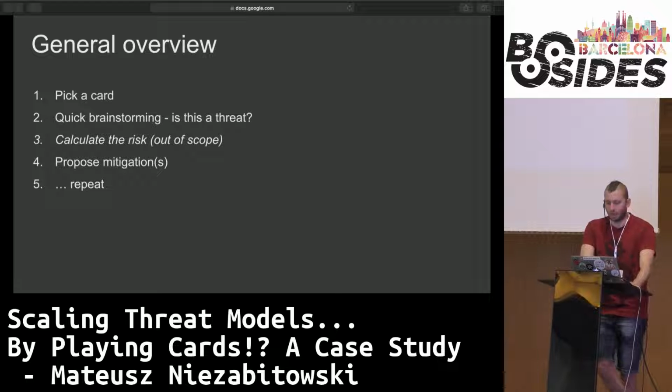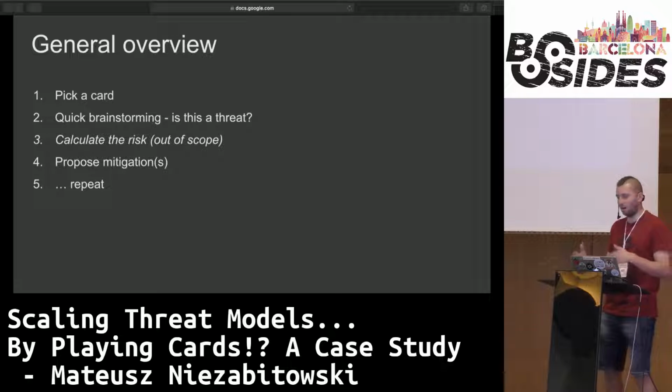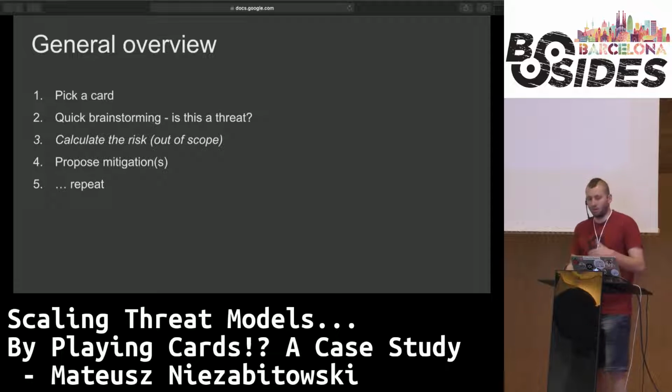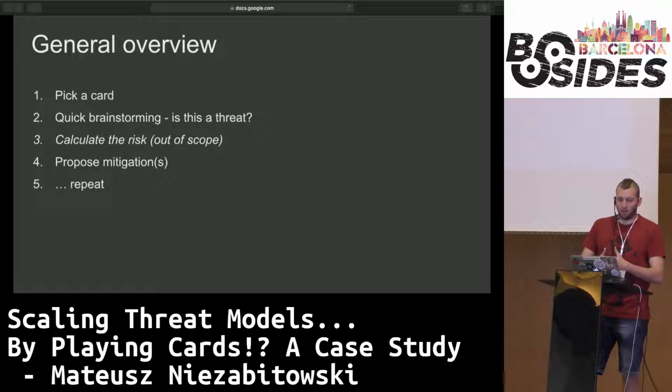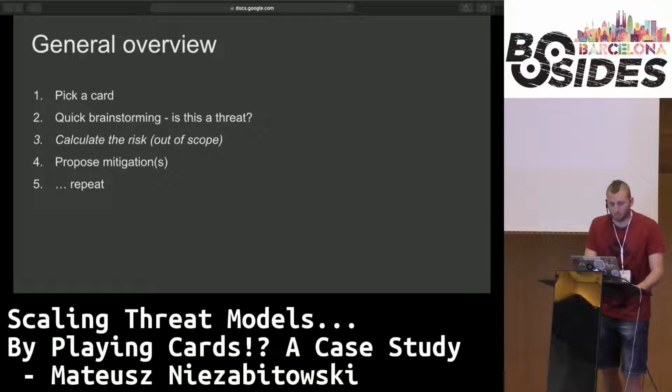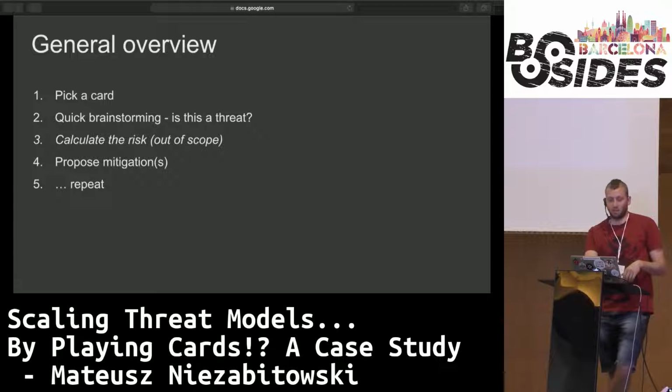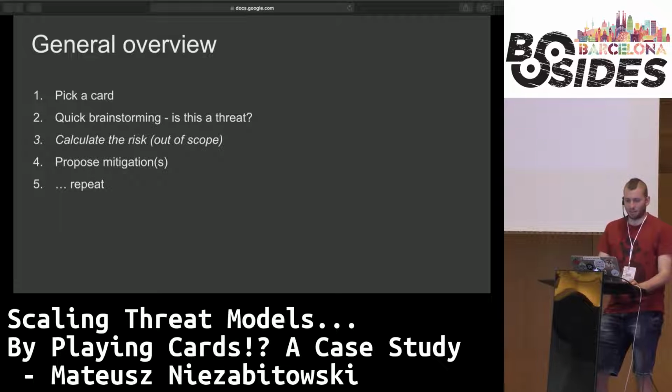And I'll try to show you how threat modeling more or less could look like. So we'll be picking a card. I mean, cards are already picked. I was cheating, I know. Then I'll try to come up with some threats applicable to the application we'll be reasoning about. We are not going to do risk calculation because it's kind of out of scope. And possibly we'll propose some mitigations and repeat. We have like 4 cards, I think.